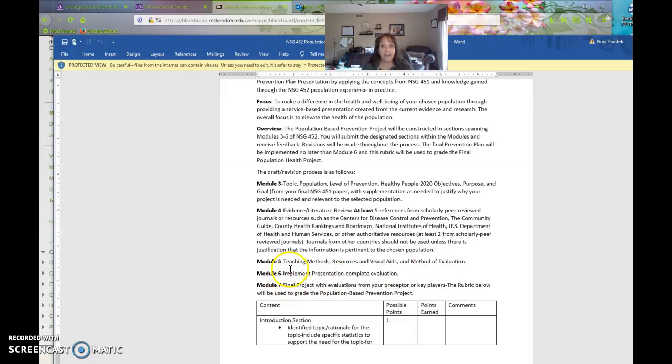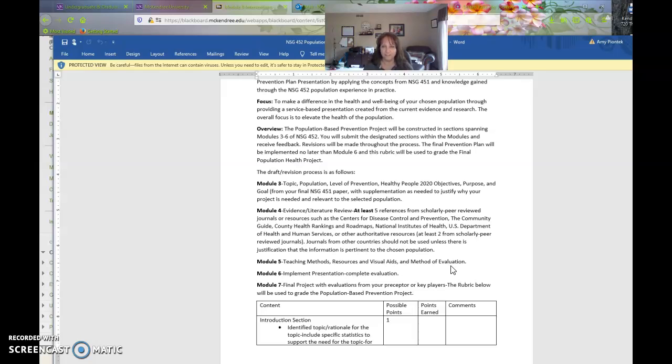And then in Module 5, we're going to be talking more about those teaching methods, the resources and visual aids that you will be using for your presentation, and then how you're going to evaluate the outcomes. So this really streamlines back to writing SMART objectives, what it is you want your audience to gain from your presentation. For example, if you're going to be doing a presentation to adults about childhood obesity, one of your objectives might be, by the end of this presentation, 75% of the audience will be able to list 3 risk factors for childhood obesity.